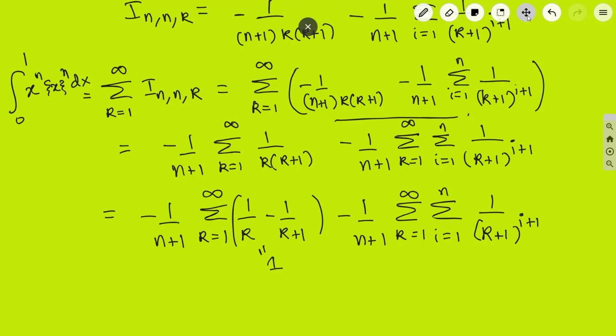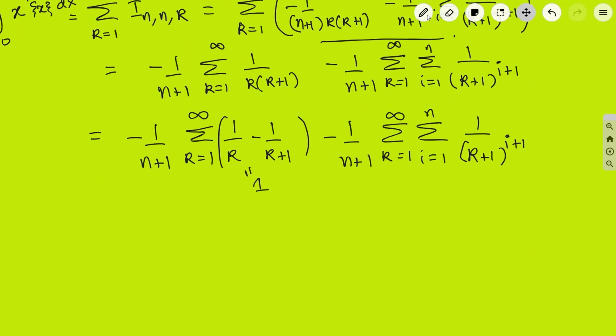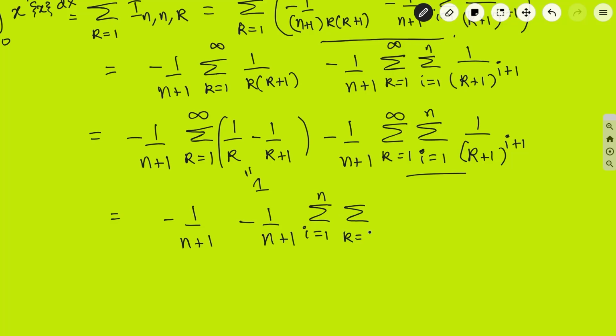All you need to do here is, you have this minus 1 by (n+1), minus 1 by (n+1). Well, now you have this term here, right? Let's just swap this summation. So summation i from 1 till n, summation k from 1 till infinity, 1 by (k+1) to the power i plus 1.